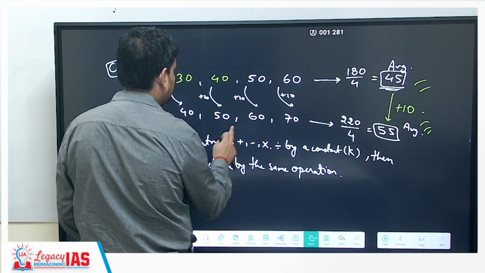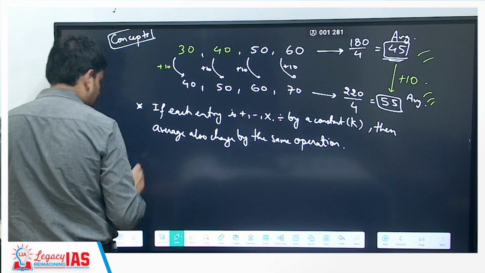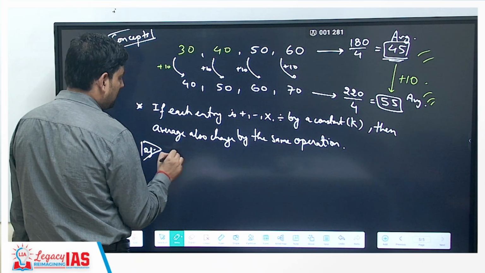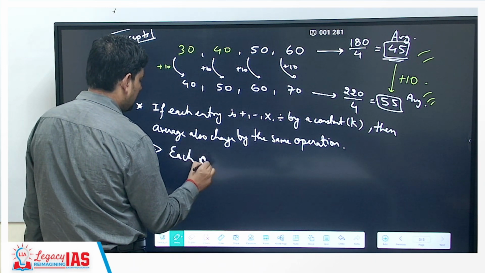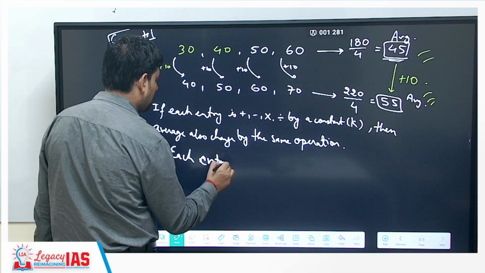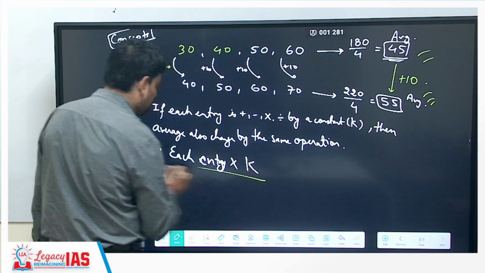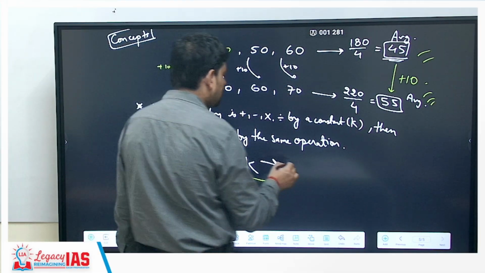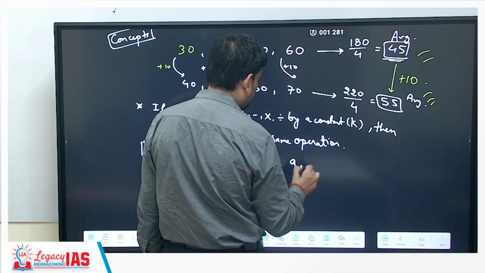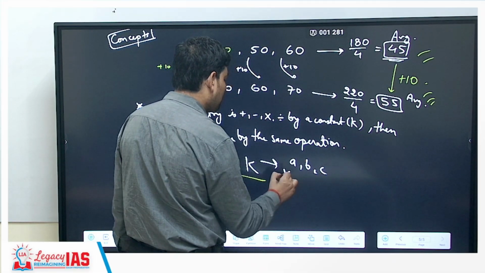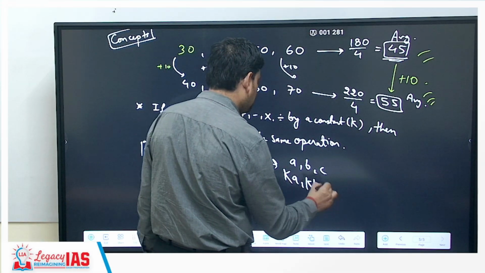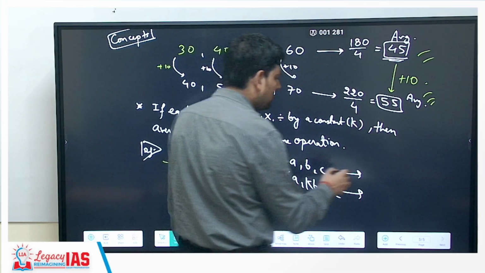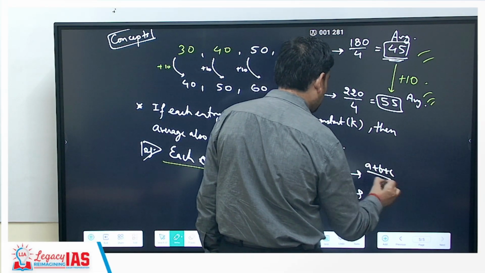That is, see this. So one more example you can take. If each entry is, let's say, multiplied by k. Each entry I multiply by k, then all of them will become what? Let's say the entries were A, B and C. Now I multiplied all of them by k. So this becomes ka, this becomes kb, this becomes kc. Now let's take the average of them. So this average was what? A plus B plus C by 3.